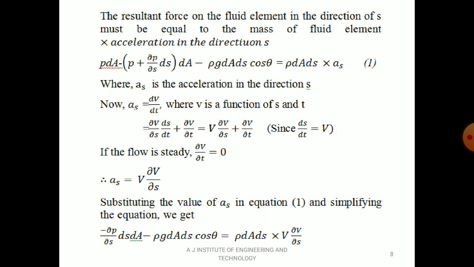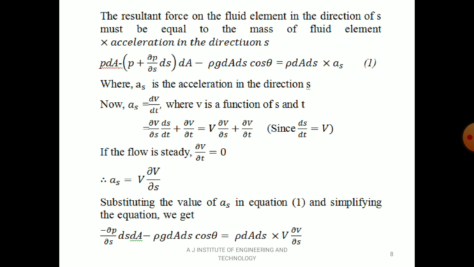Now, what is ds by dt? Distance by time is velocity. So v into dou v by dou s, with v in place of ds by dt, plus dou v by dou t as it is. So ds by dt equals velocity v. If the flow is steady, dou v by dou t equals 0, so velocity is not going to change with respect to time. This is for steady state. So the expression for as equals v into dou v by dou s.